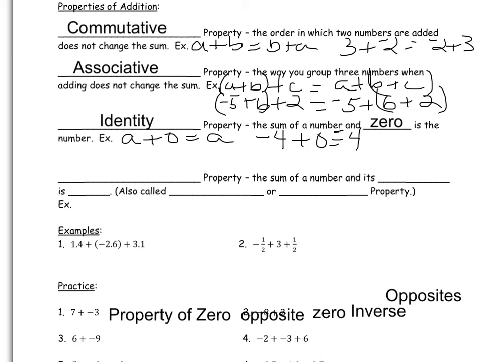Remember, we're going to be talking about an identity property for multiplication as well, but for right now, we're going to talk about addition.